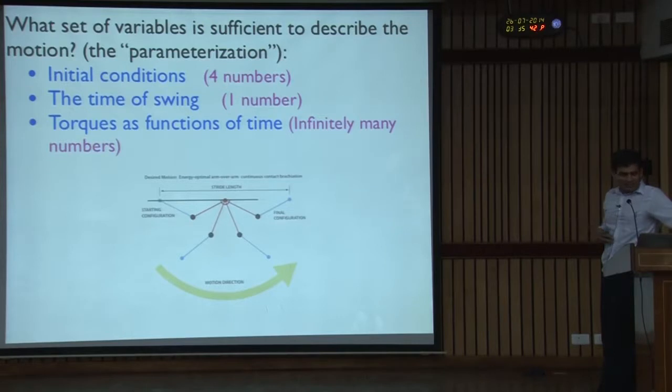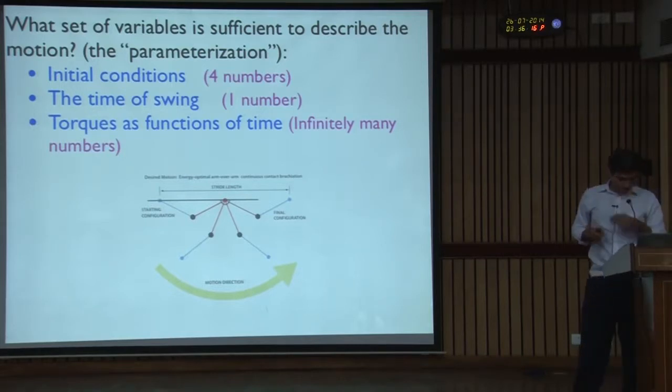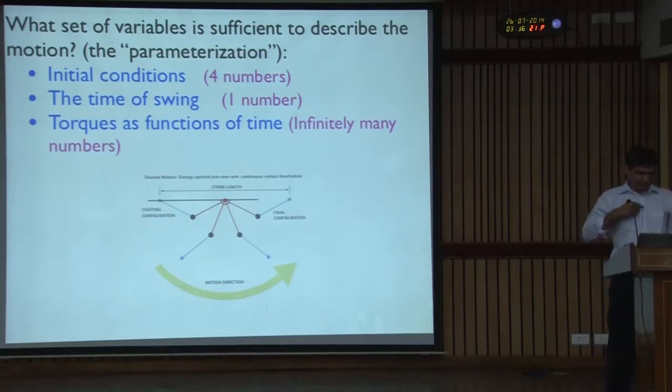Okay. So again, let's go about parameterizing this problem. What could be a reasonable parameterization? One reasonable parameterization would be the initial conditions, theta 1, theta 2, theta 1 dot, theta 2 dot. Those are 4 numbers. Another parameter could be a time of swing, and then torques. There are 2 torques, and these 2 torques could be any function of time, right? It's not a constant. It's not 0. It's not a spring. Could be any function of time, let's say. So these are 4 numbers, 1 number, and then infinitely many numbers.